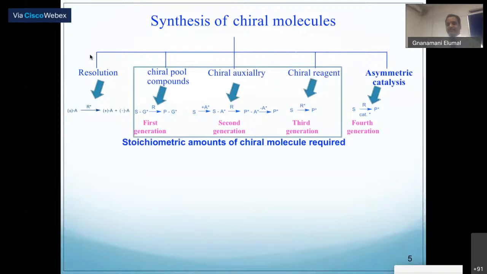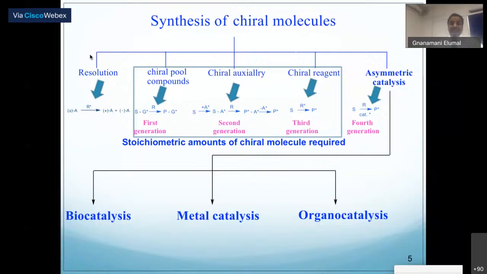These three techniques are useful for synthesizing selectively one isomer, but here also some drawbacks came, which required a stoichiometric amount of chiral molecules as a starting material, as our reagent. If they are using a chiral reagent as a chiral molecule in stoichiometric amounts, it is very difficult to use. For that purpose, the next method invented was asymmetric catalysis. There, a substoichiometric amount of chiral catalyst is enough to catalyze the reactions. So this field has been further subdivided into three major types: biocatalysis, metal catalysis, and organocatalysis.